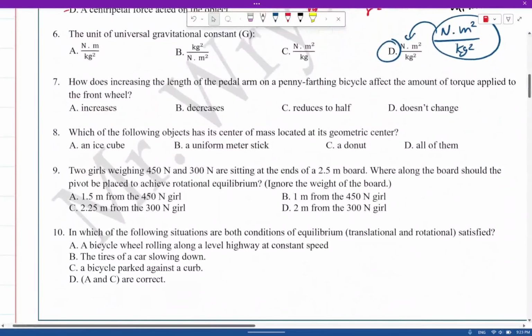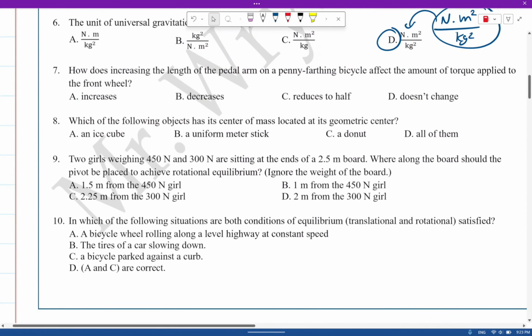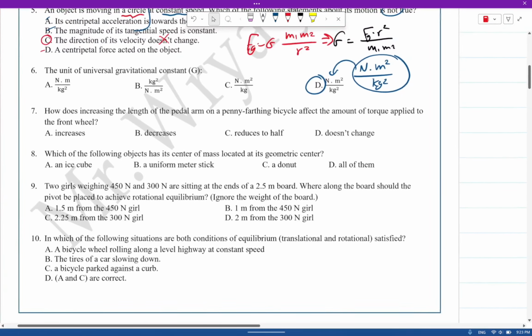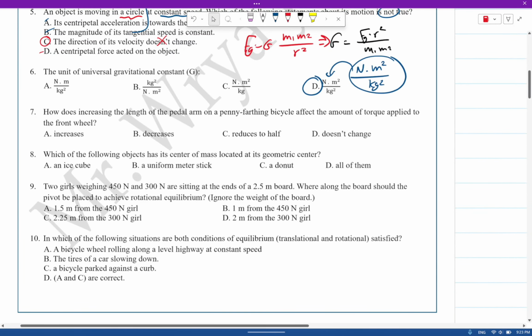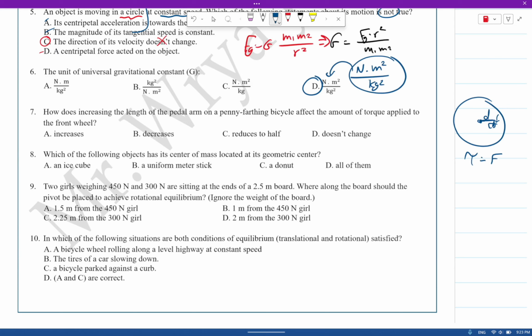All right, so this would be correct. Now, question 7 says, how does increasing the length of a pedal arm on a penny farthing bicycle affect the amount of torque applied to the front wheel? So how increasing the length affects the torque, basically. If you remember, this is, for example, the penny farthing bicycle here. Let's say this is the pedal arm. This is where you apply a force, and this is the distance here. So we know that torque is equal to force times the distance.